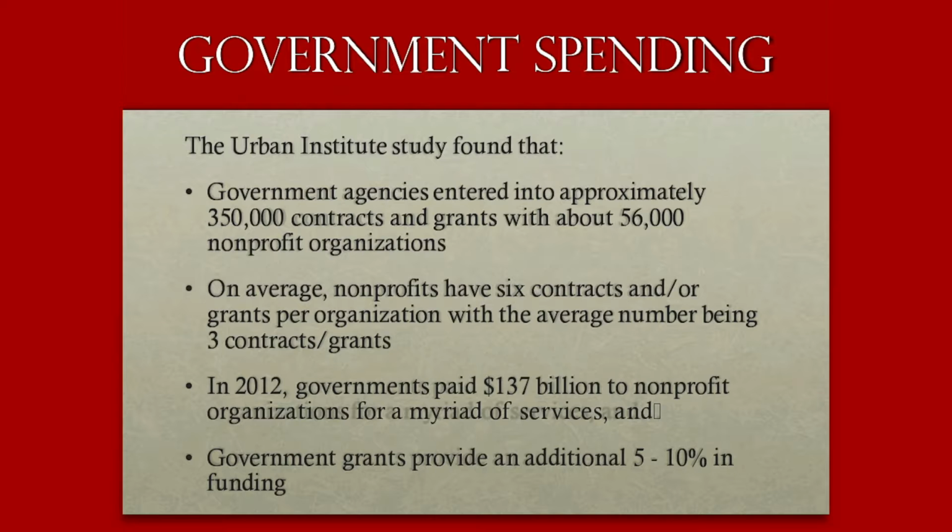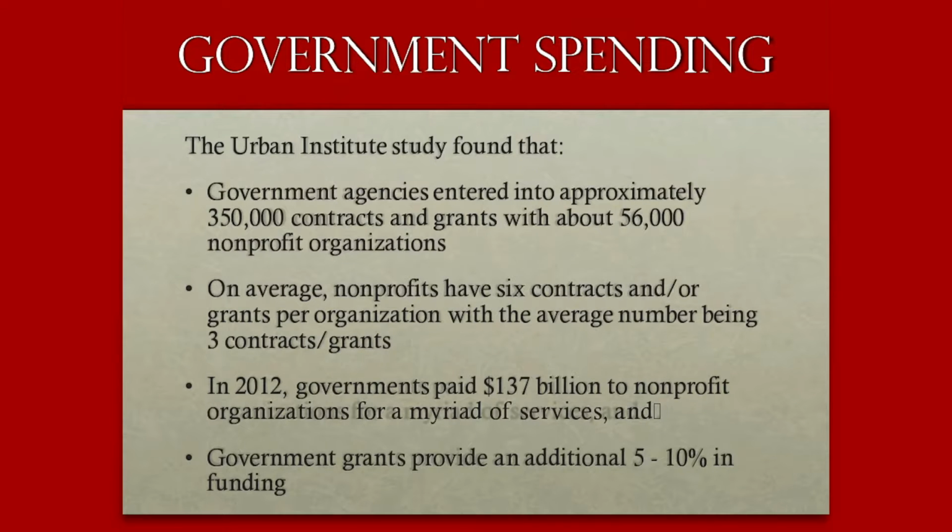There's an Urban Institute study that found the government actually awards over 350,000 contracts and grants, but does so with only about 56,000 organizations. What this means is that being an organization that receives government funding is a funding model. It is not something you do one-off, or something where you say, oh hey, let's go after some government funding, even though 90% of our revenue has always been from individuals.